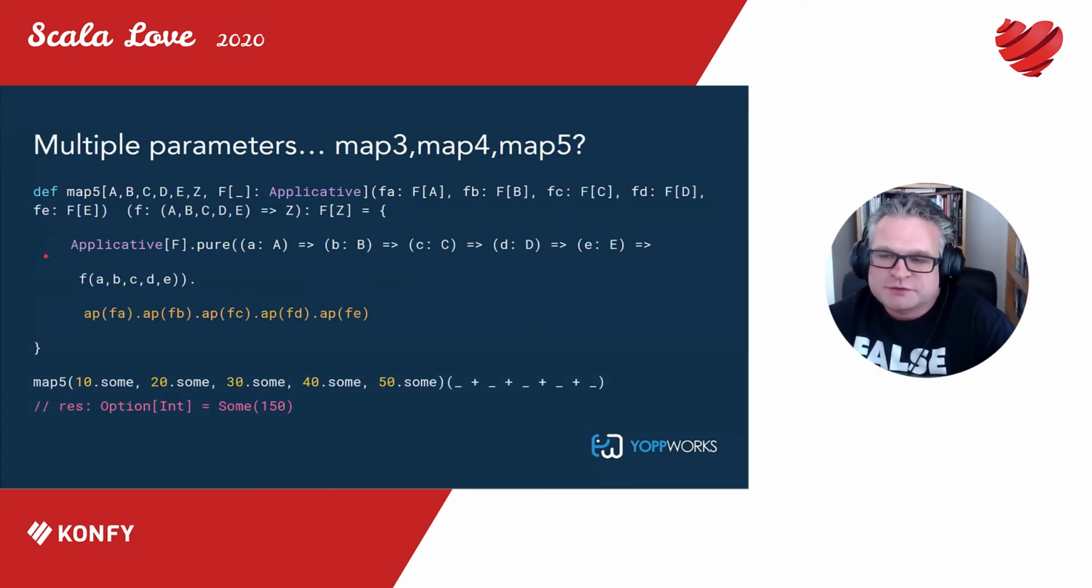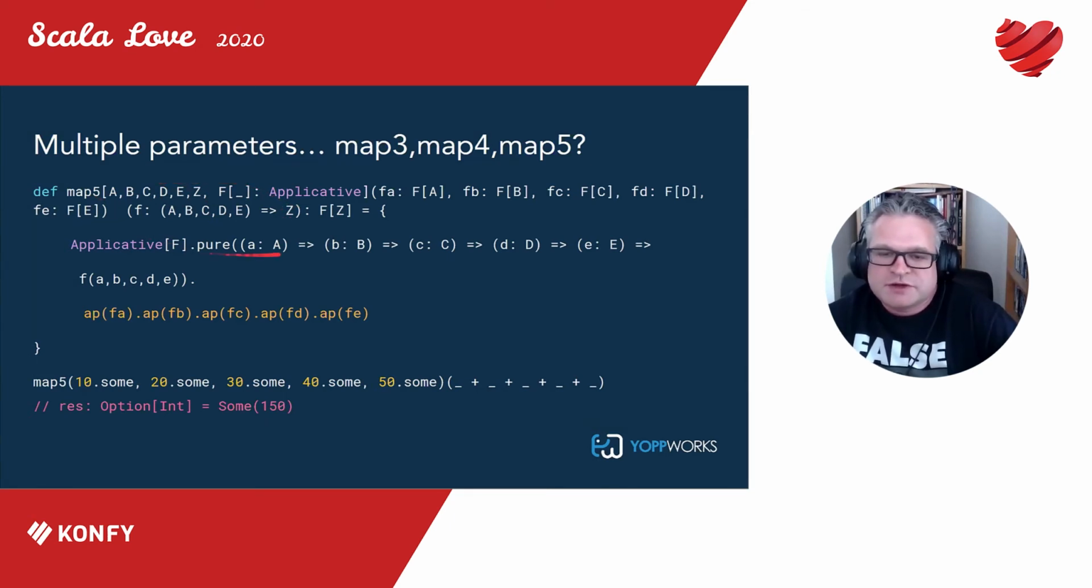So map 2 is useful. How about map 3, map 4, map 5, and so on? We can jump straight to map 5 and demonstrate how that's implemented. You can see we have now five types to pass in, as well as the return type. We have an effect, a higher-kinded type, and that F must be an applicative because we're going to use applicative functions on it. And then our function we pass in obviously has 5 parameters and returns a single pure value.